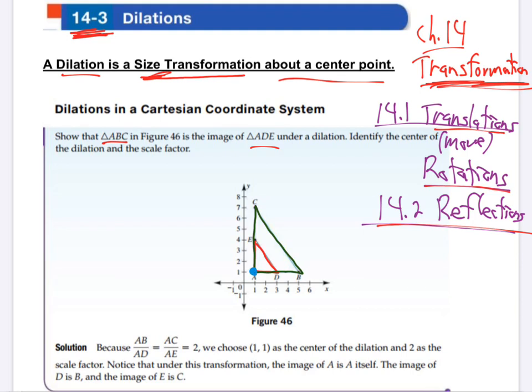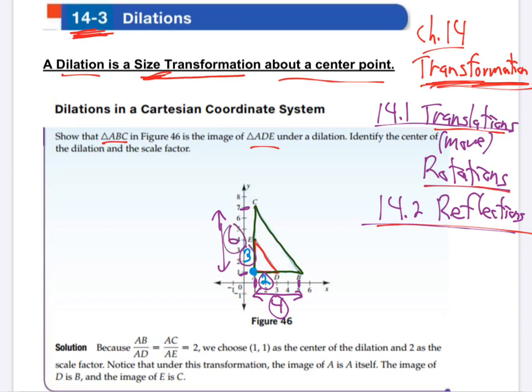Now, how do we know? They say show that it's true. Well, if you notice, this is 2, and this is 3, and then all the way from here to here is 4, right, from 1 to 5. And from 1 up to 7, this is 6, isn't it? So in other words, see how the bigger triangle is twice as big as the little triangle, right? 4 is twice as big as 2, and 6 is twice as big as 3.